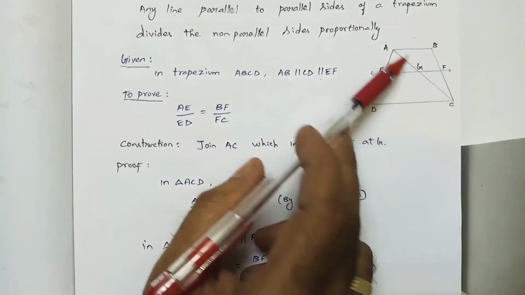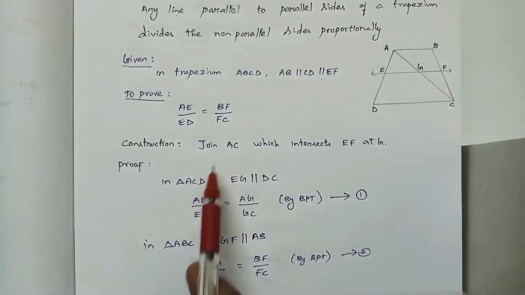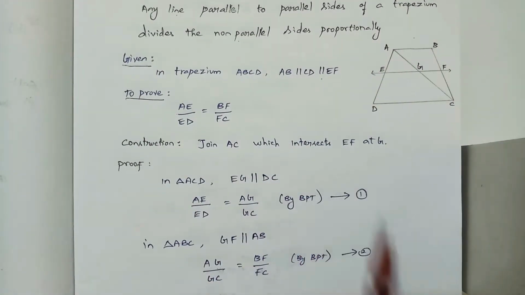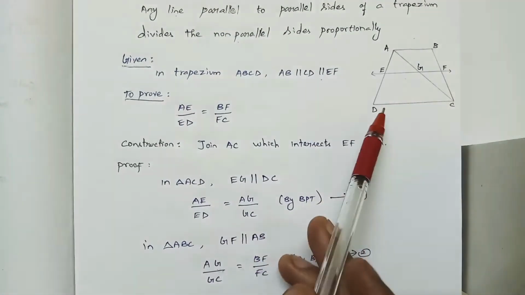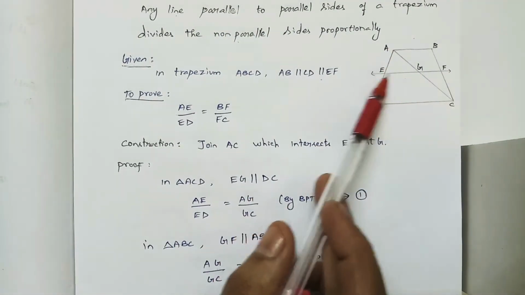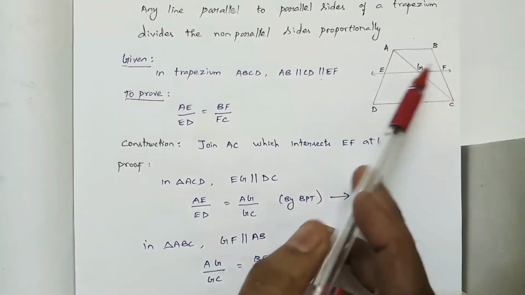Join AC, which intersects EF at G, right? Now we get a triangle. How many triangles are we having? ADC is one triangle. AEG is one triangle. We are having so many triangles, right?